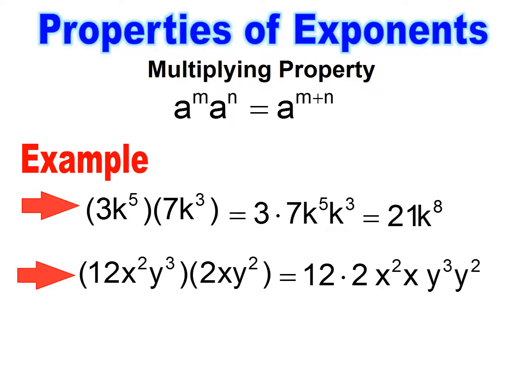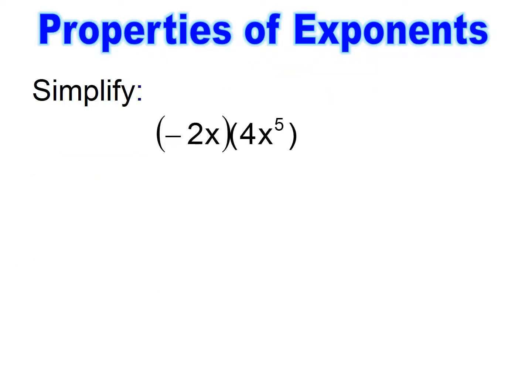This has multiple variables and numbers. So again, you want to make sure that you're putting the like bases together. We have 12 times 2, it's multiplication, so we end up with 24. And then we have x squared times the x, so you're adding the exponents, we get x to the third. And then y to the third, y squared, we add the exponents and we end up with y to the fifth. Pause and try.